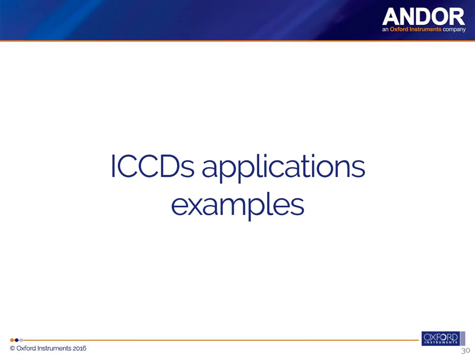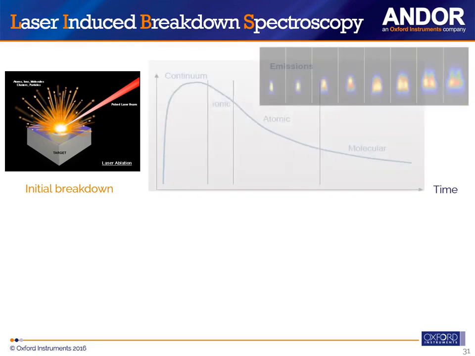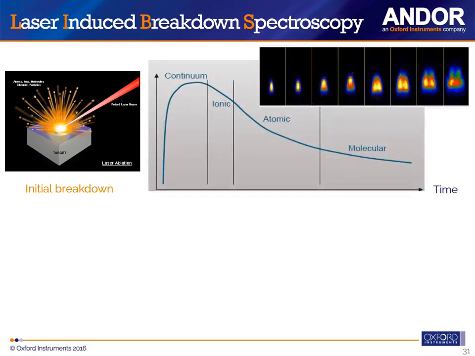Now let's focus on a few application examples for these ICCDs in science. So one application is laser-induced breakdown spectroscopy, which is basically a technique used to determine the atomic composition of samples, and it's based on laser ablation. So when a pulsed laser interacts with a material, a plasma is created, and the plasma goes through different phases. And you can see these different phases here: continuum, ionic, atomic, and molecular information in time as the plasma cools down.